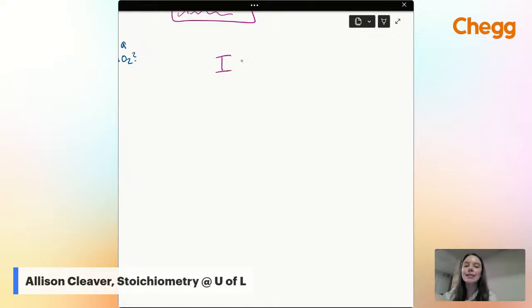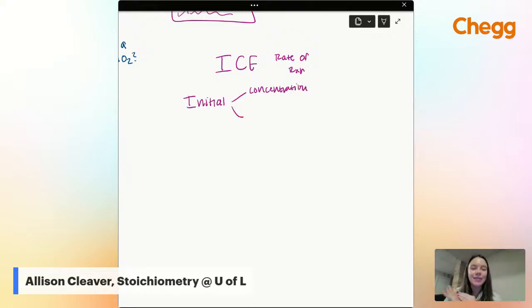So we make ICE tables when we're dealing with the rate of reaction. What ICE tables tell us is the I stands for initial value. This can be a concentration or it can be a pressure. So we see ATMs, pascals, things like that.